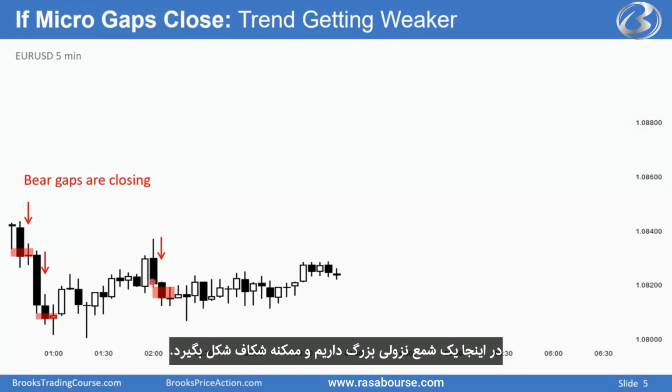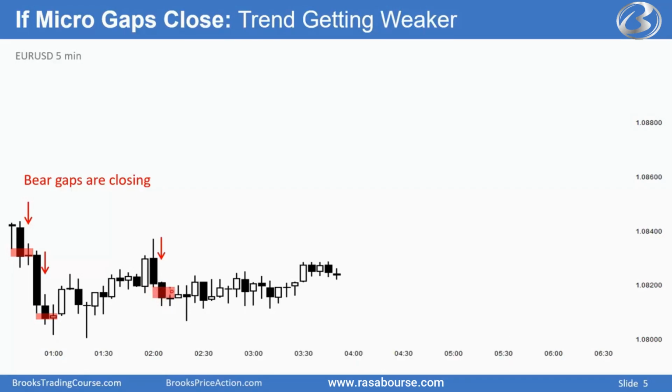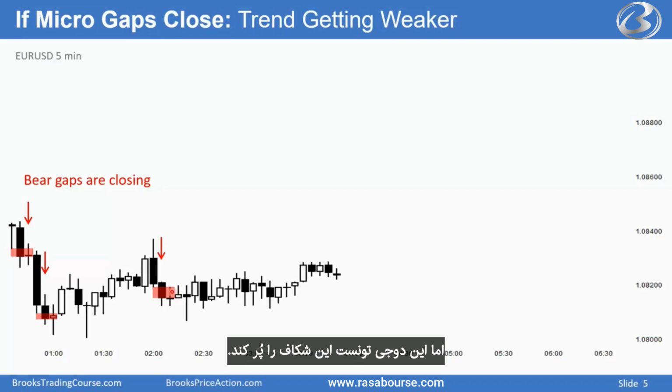A big bear bar, you're going to be thinking that we might be trying to form gaps. The close of this bear bar, there's a gap between this close and that low, but the gap closed over here. It was a bear trend, but now we're getting gaps that are closing.